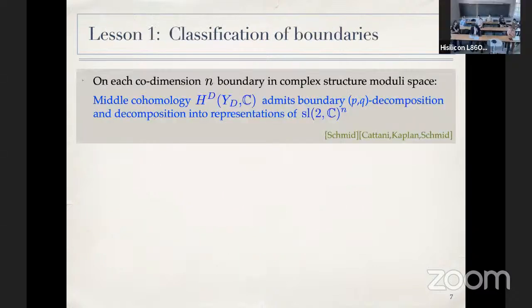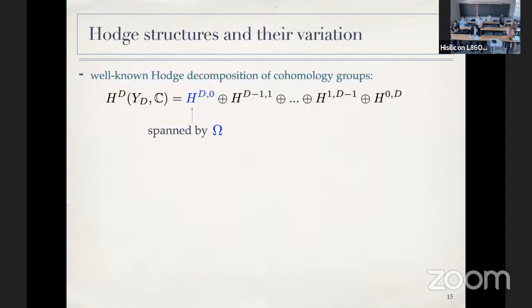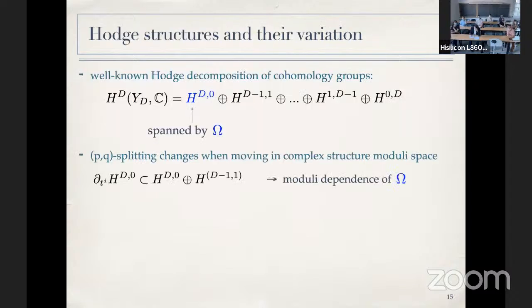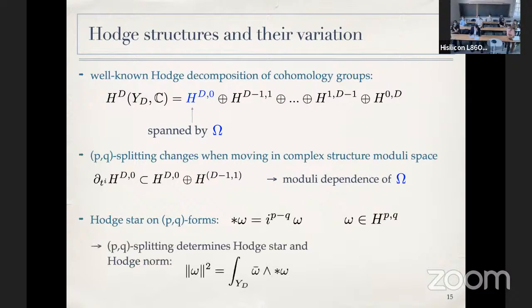Now, what are the lessons which we learned about this complex structure moduli space? Sorry, Thomas, on the previous slide, I'm confused by the action of the Hodge star. If you take the Hodge star of a (3,0) form, you get the (0,3) form probably, right? What do you mean by this equation? No, when you take the Hodge star of a (3,0) form, you get a (3,0) form. It's my own confusion. Okay, sorry.